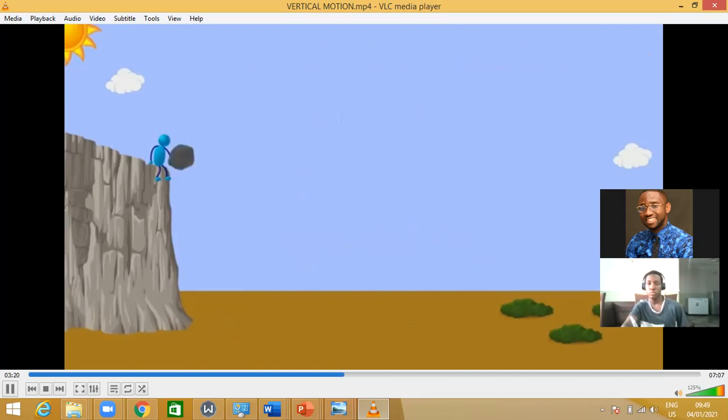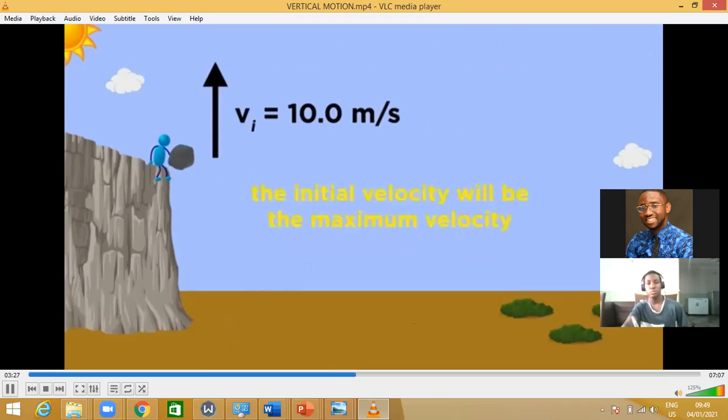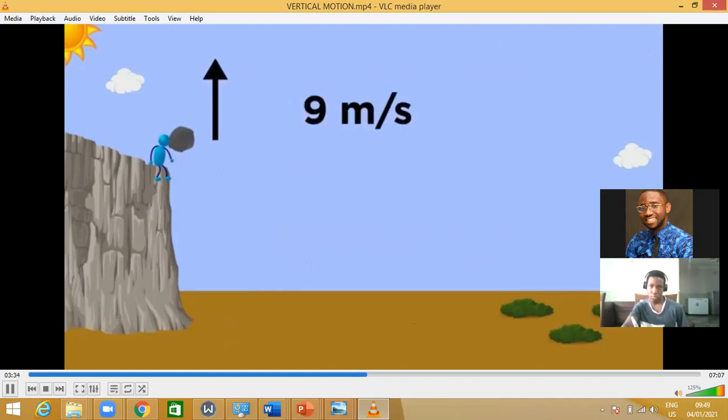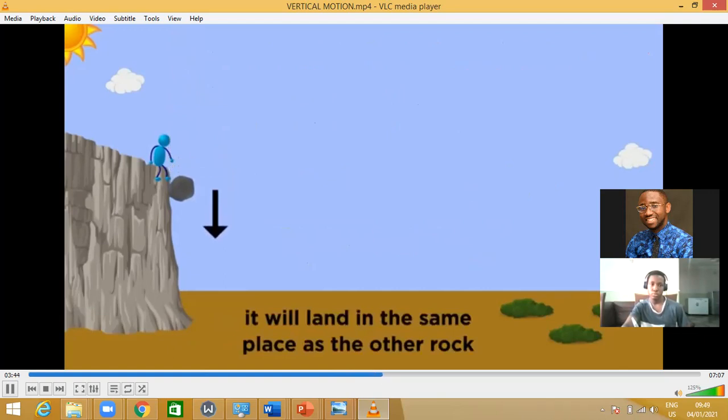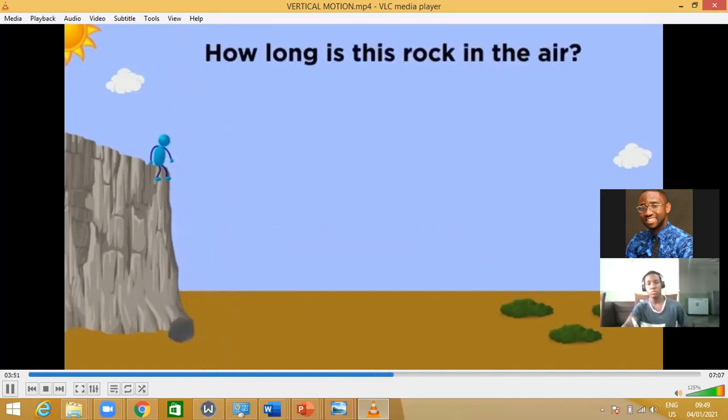Now let's say that we take another rock, and this time we throw the rock straight up in the air with an initial velocity of 10 meters per second. This velocity will immediately begin to decrease because of the negative acceleration due to Earth's gravity. The moment it leaves your hand, the velocity will decrease until it becomes 0, and then grows in the negative direction. This means it will travel upwards for some amount of time before falling back down to the bottom where the other rock landed. How long will this rock be traveling before it lands?